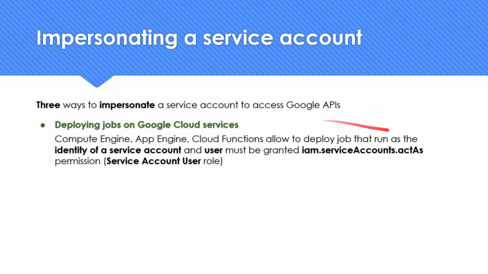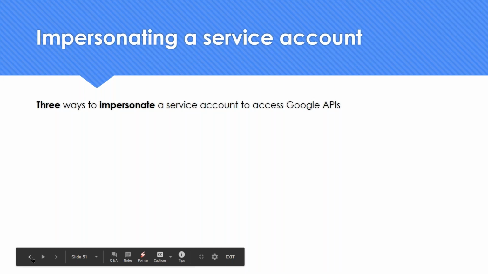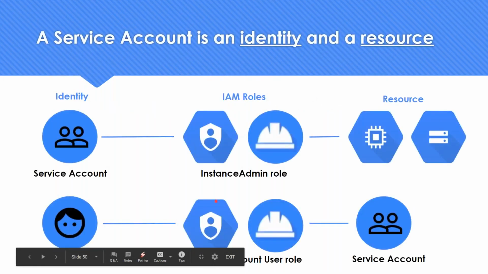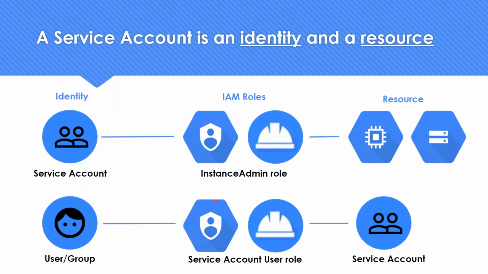So first of all, you have to run as the identity. You are always going to run it as the identity of the service account, and the user, which is you, me, anybody who wants to log in, must be granted this act as permission. This act as permission is available in one role called the service account user role. This is what we are seeing on our bottom screen. So there's a user, that user is given this role, then he is going to act as the service account. So now the service account is acting as a resource. Is that clear, Mangesh?